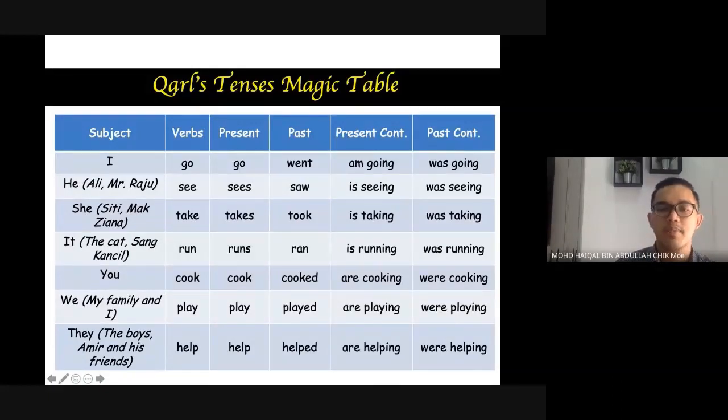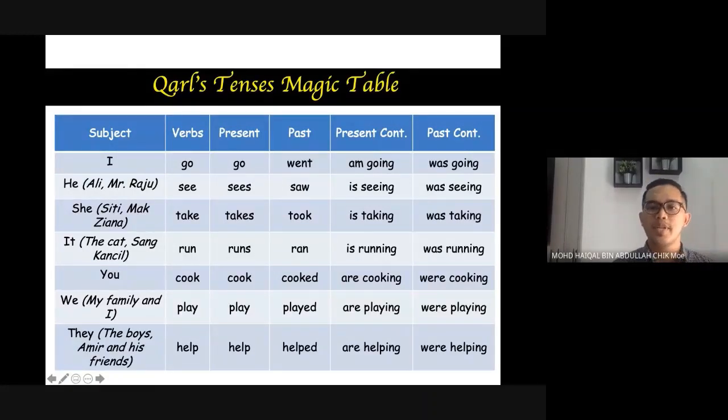Past is the easiest, because from I up till they, the form and the spelling are the same. For example, I went, he went, she went, it went, you went, we went, they went. There's no confusion here.